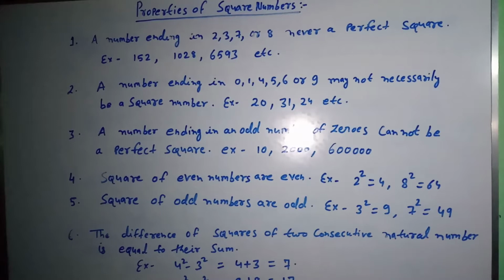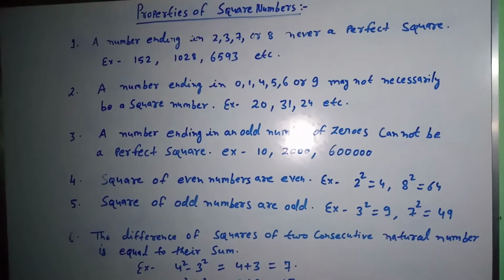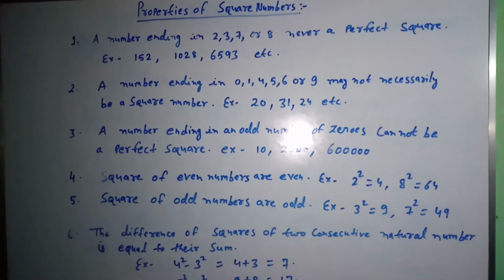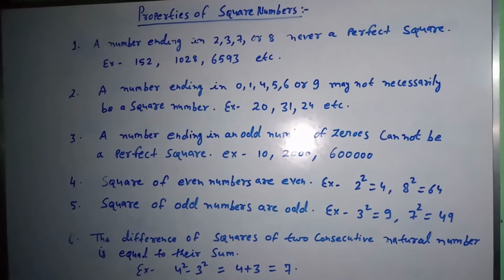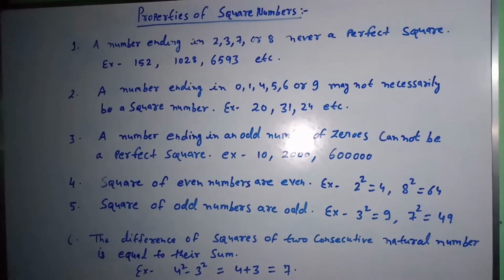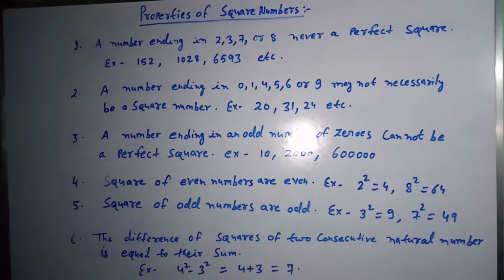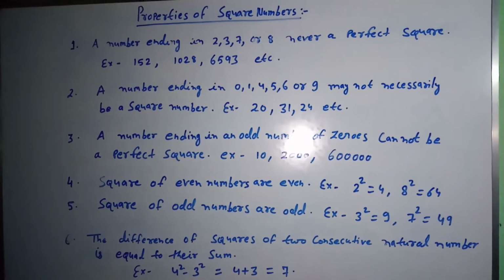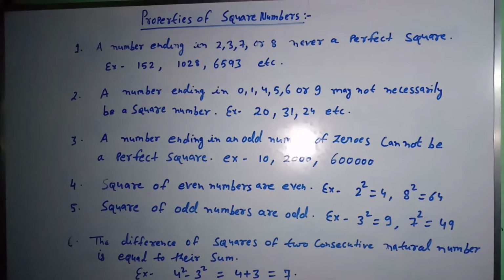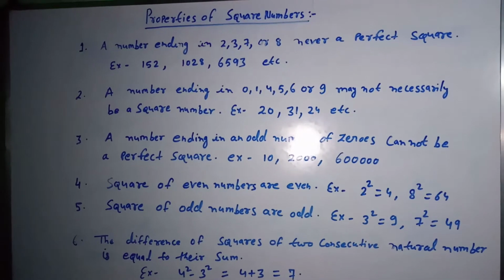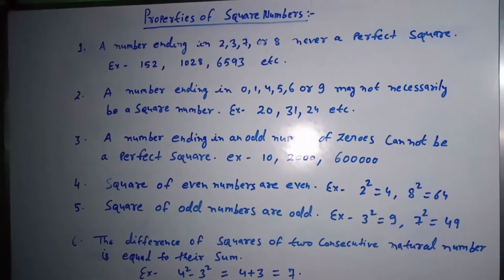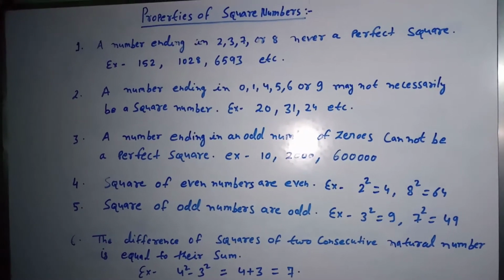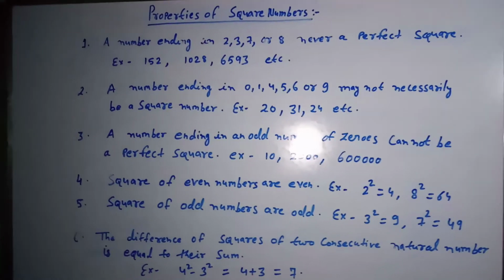Number ending in 2, 3, 7 or 8, never a perfect square. For example, 152 last digit is 2, 1028 the last digit is 8, 6593 the last digit is 3. These numbers are not perfect squares because in these numbers the last digit is 2, 8, 3. That's why they are not perfect square.